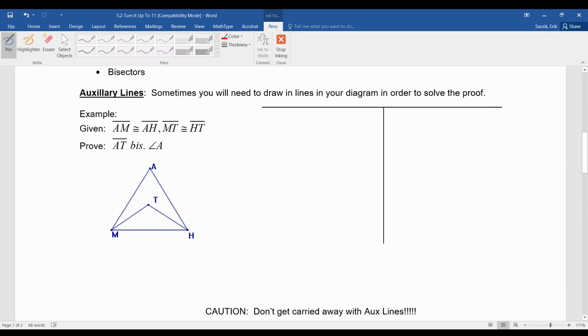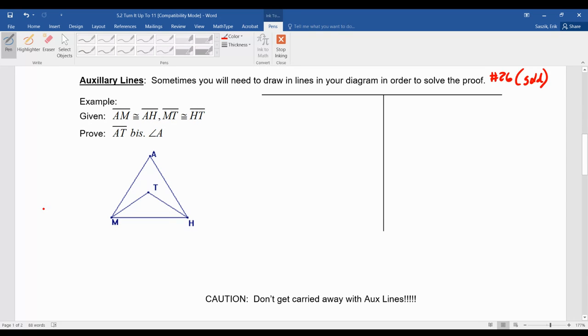Okay, auxiliary lines. Sometimes you will need to draw in lines in your diagram in order to solve the proof. That's also listed on your gold sheet, number 26. This is a reason. Okay. 2 points determine a line. In other words, how many lines can I draw through 1 point? I could draw an infinite number of lines through 1 point. It takes forever.